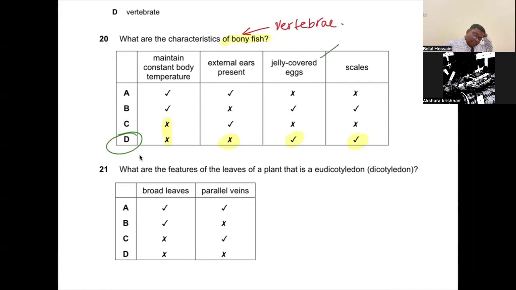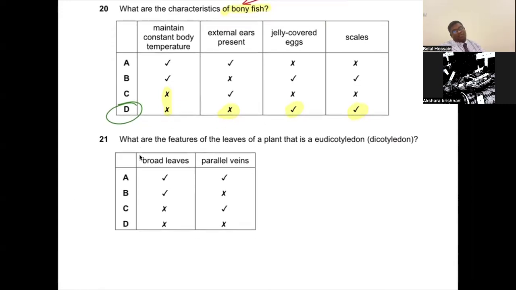Jelly covered eggs, you just think of amphibians maybe because frogs have eggs that are jelly covered. But you see, fish eggs are also sticky, right? They stick to one another. So they are also jelly covered.